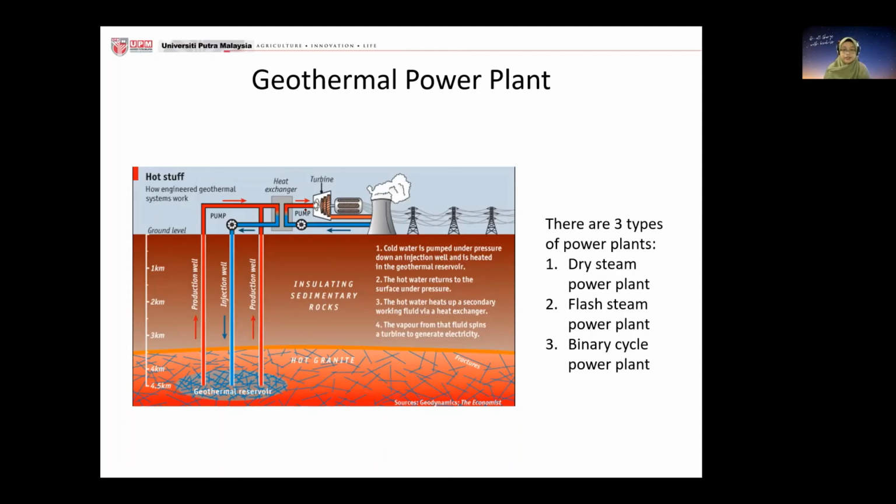Whereas in binary cycle, which is this picture, it actually uses the cool water, heated up, and then when it's very, very hot, it goes into a heat exchanger, which then heats another type of fluid. And that fluid is the one that is boiled and then turns the turbine. Okay, there are three types there.